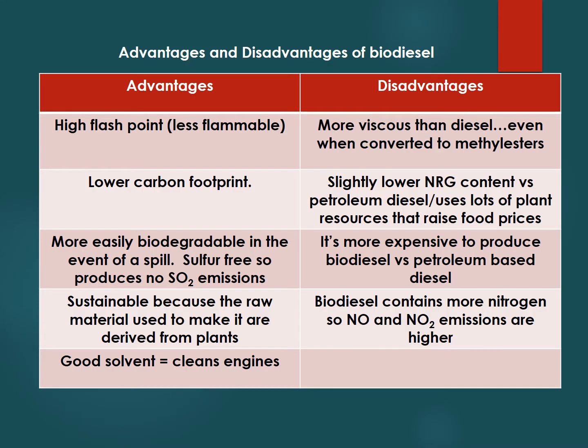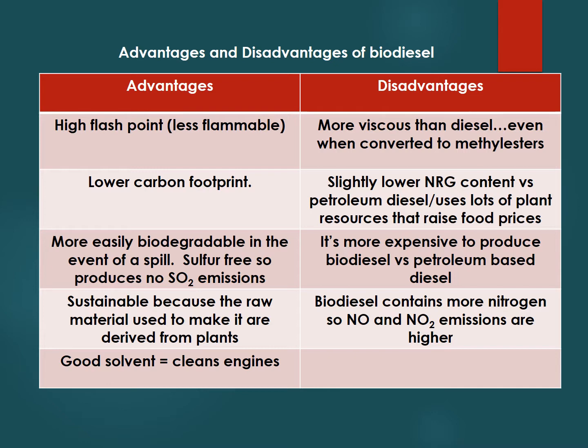Okay, so advantages and disadvantages of biodiesel. Biodiesel has a high flash point, which means it's less flammable. That means it's less likely to cause knocking in the engine. It has a lower carbon footprint because the ethanol and the vegetable oil all came from plant matter. It's more easily biodegradable, so you're not going to have any Exxon Valdez. It's sulfur-free, so it does not produce any sulfur dioxide emissions. It's sustainable because it comes from plants. And it's a good solvent, which means it cleans out the engine.